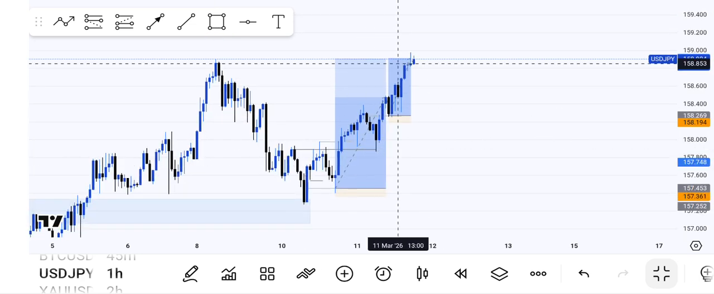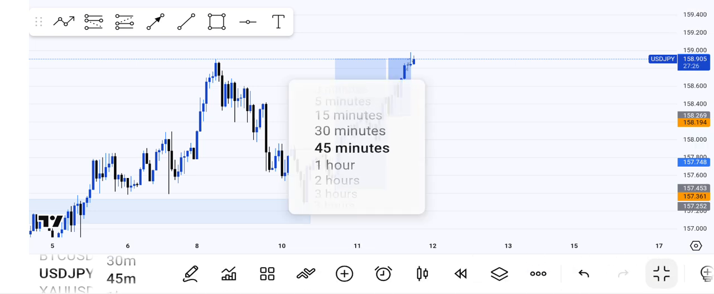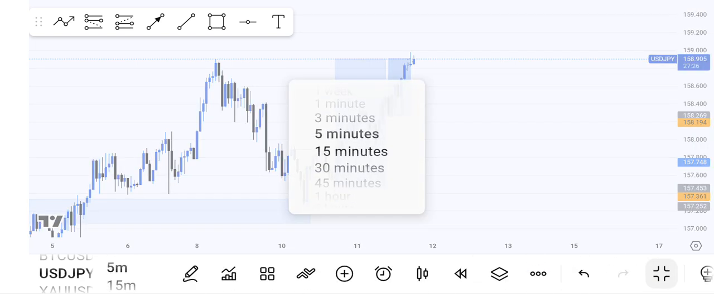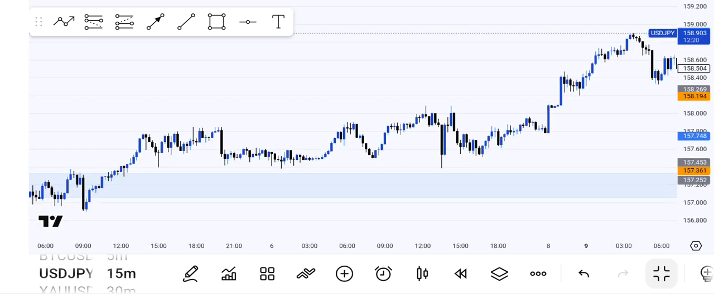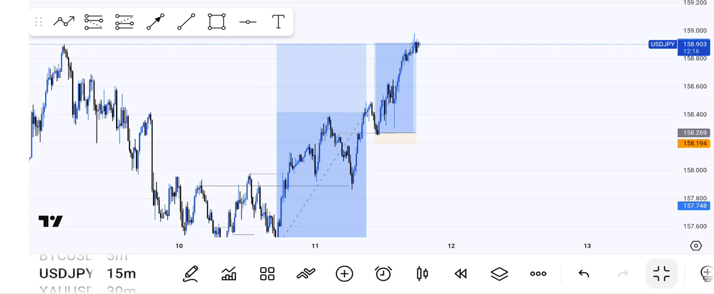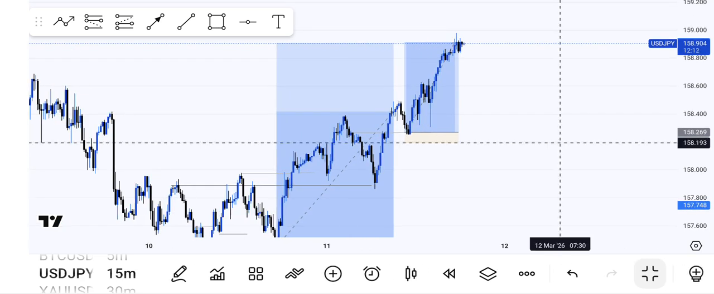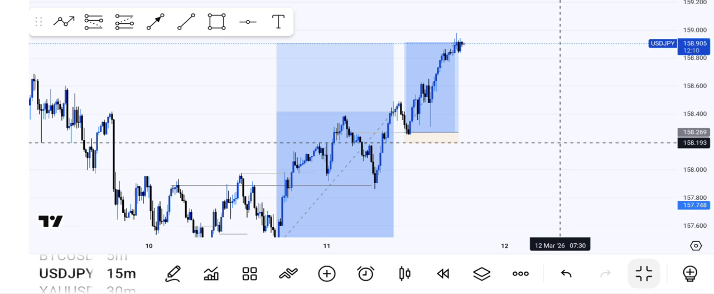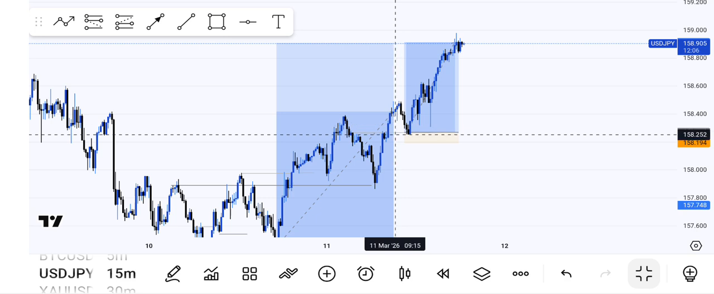This is the third one that I finally caught. The third one, I caught the entry, I think in the 15 minutes time frame. So in the 15 minutes time frame, this was how I caught this trade. A double break of structure, a liquidity, and a POI, which is here.